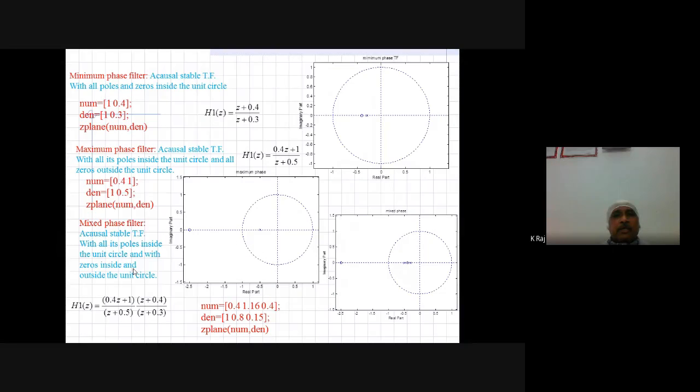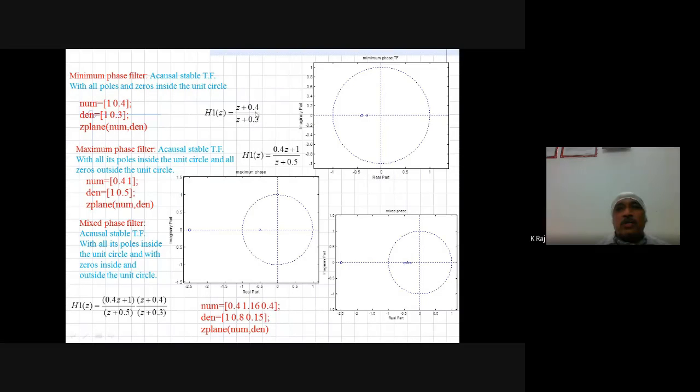Now if we are interested in getting the minimum phase filter, this is a linear phase response, and there are three terms. One is the minimum phase filter, the second one is the maximum phase filter, and the third one is the mixed phase filter. Just try to understand it. Now if we consider an example, that is H1(Z) equals Z plus 0.4 divided by Z plus 0.3. So what is the meaning of this one?